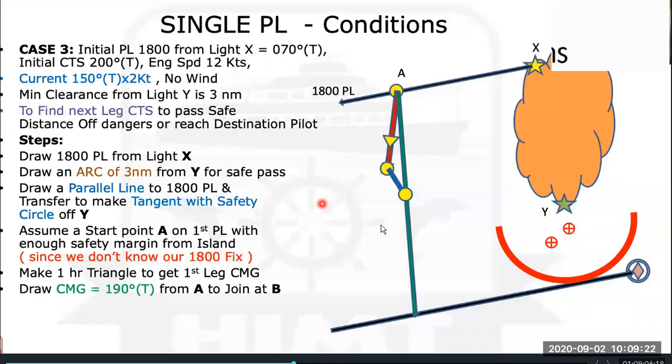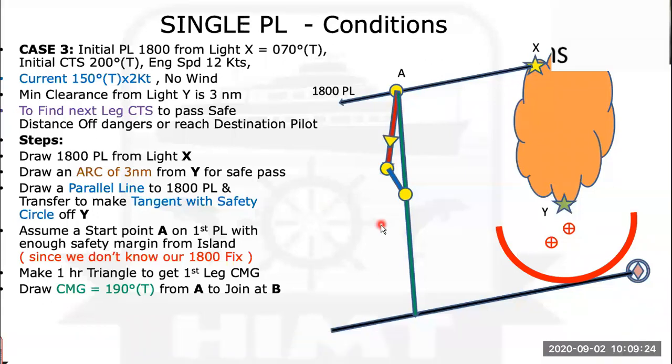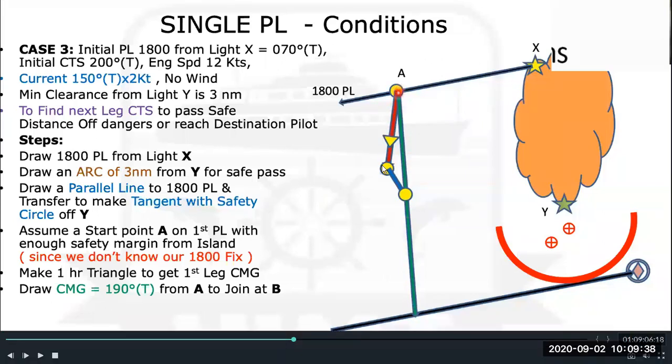Okay sir, fine. So case 3 we have to understand. First thing we should know is what the allowing and counteracting methods are. So the allowing method is when you have the course to steer, and you have the current, and you need to find out the course made good.